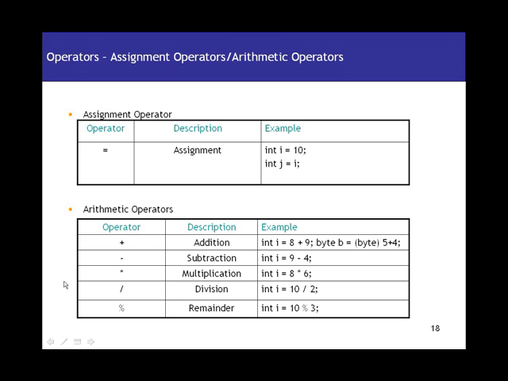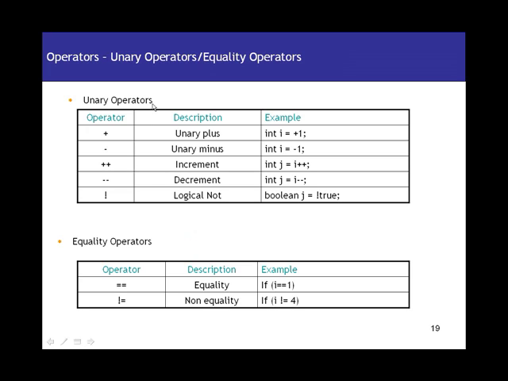Int i is equal to 10. So that's how you assign a value to an integer. Next, we've got the arithmetic operators. They are the general addition, subtraction, multiplication, division, and remainder operators. And the examples there are pretty simple and clear. The next set is the unary operators. So you see here the first two operators are again the general plus and minus, which determine whether the value of a number is positive or negative. Right? So plus 1 and minus 1.